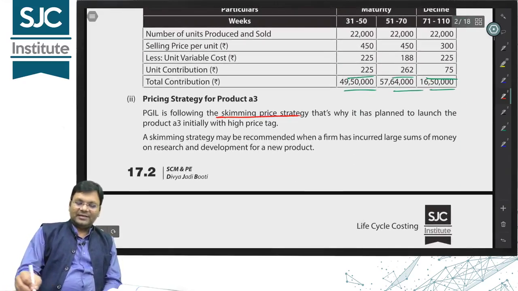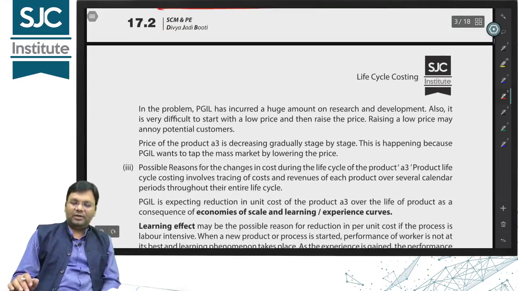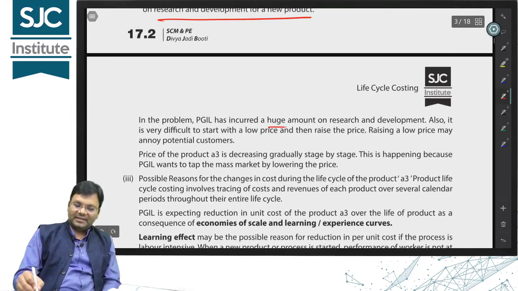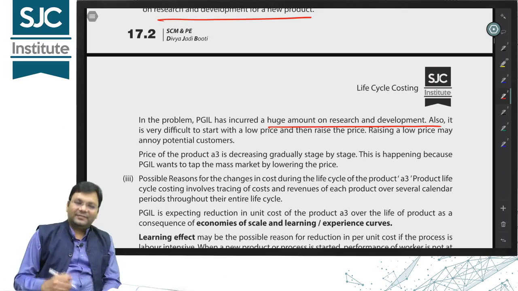So the pricing strategy name is required, and skimming is actually recommended when you have researched for a new product, and here the company has researched for a new product, that you already know. It has spent a huge amount on R&D. So if it is selling from the very beginning at a low price, and then say the market is not well captured, then the whole of the research will become a loss. All right.